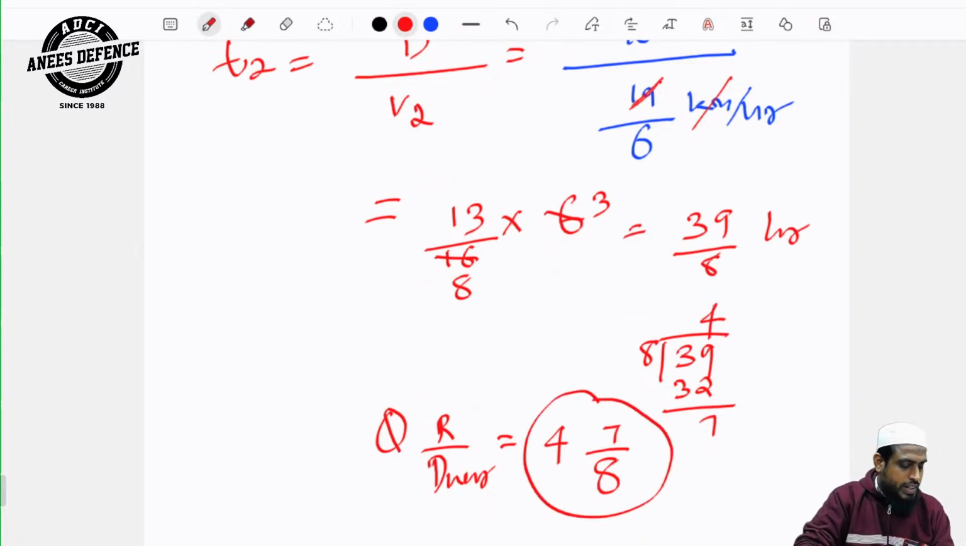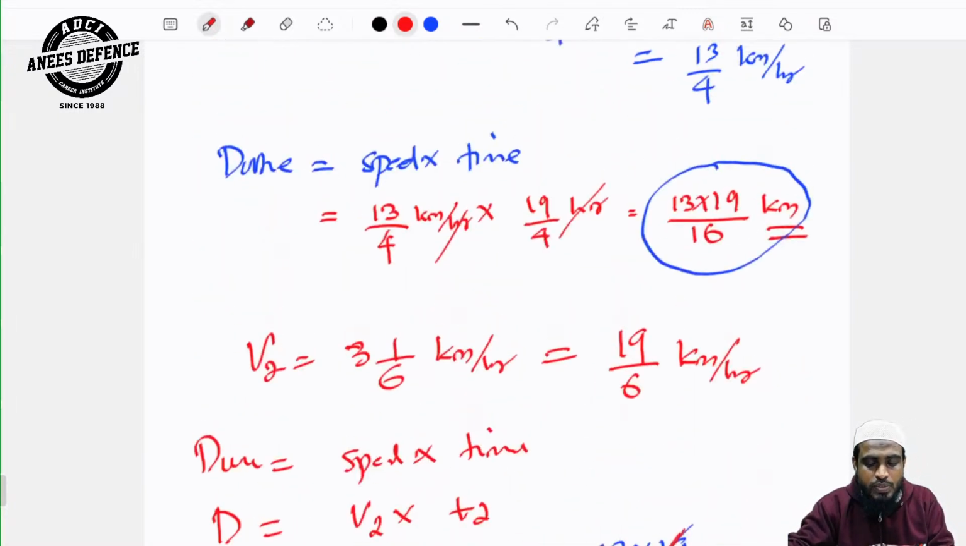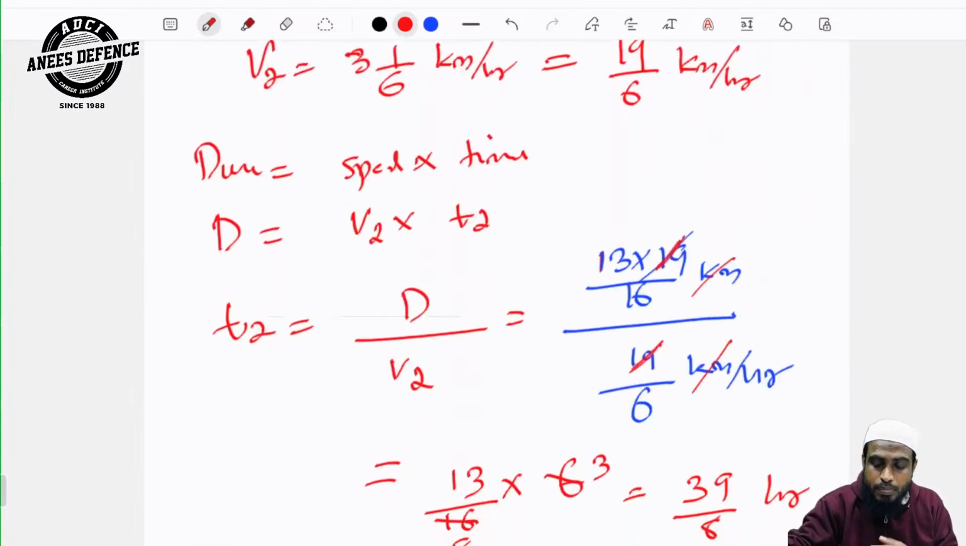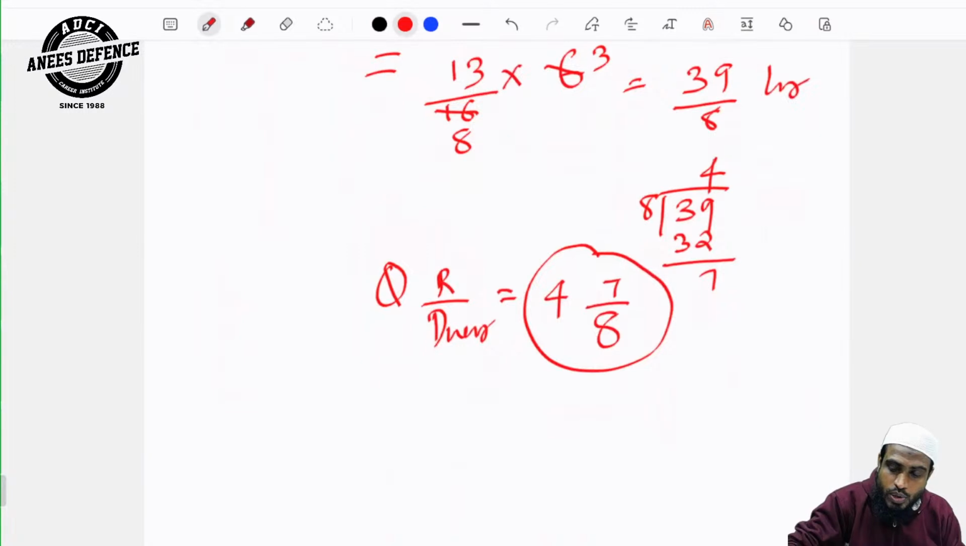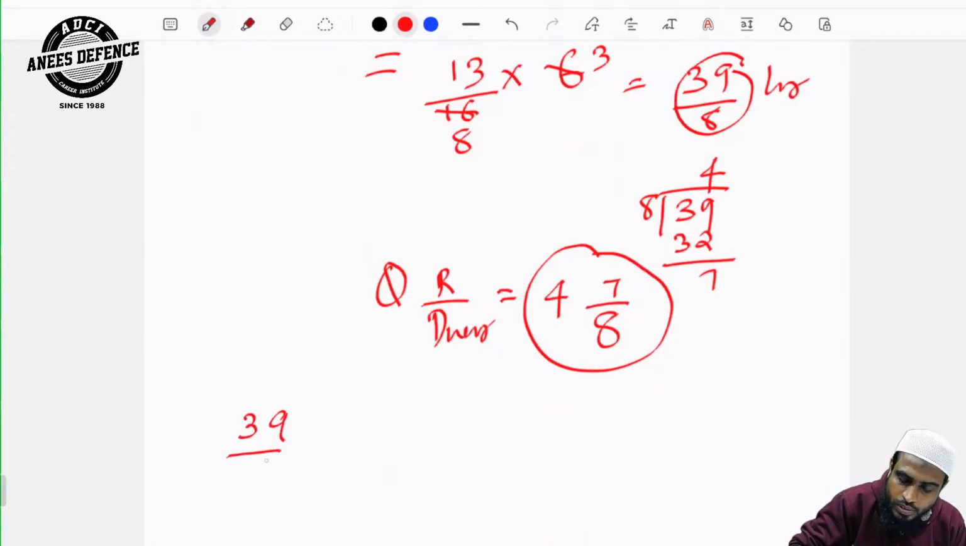But the question given is how long would it take another man walking at 3 1/6 kilometers per hour to walk there and come back? So this is for the second person to travel the same distance. If we want to come back, the same time we have to add. So instead of 39 by 8, we have to take one more 39 by 8.